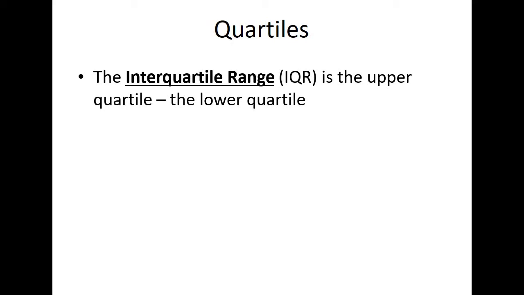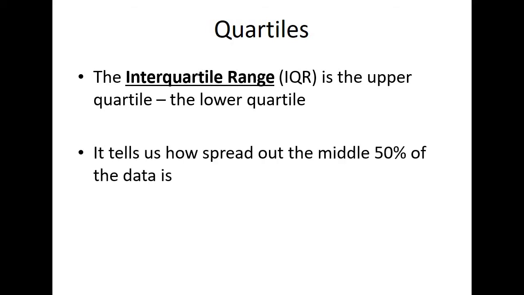The interquartile range is calculated by taking the lower away from the upper quartile. Okay, so not the positions, the actual values. And it will tell you how spread out the data is around the center, if you like. So how spread out it is around the middle 50% of the data. And that in context, that tells us how consistent the data is.